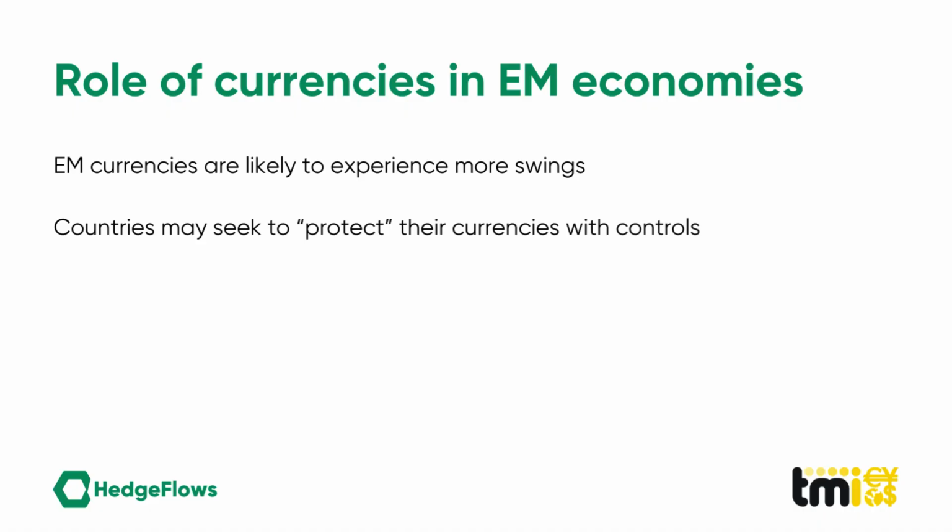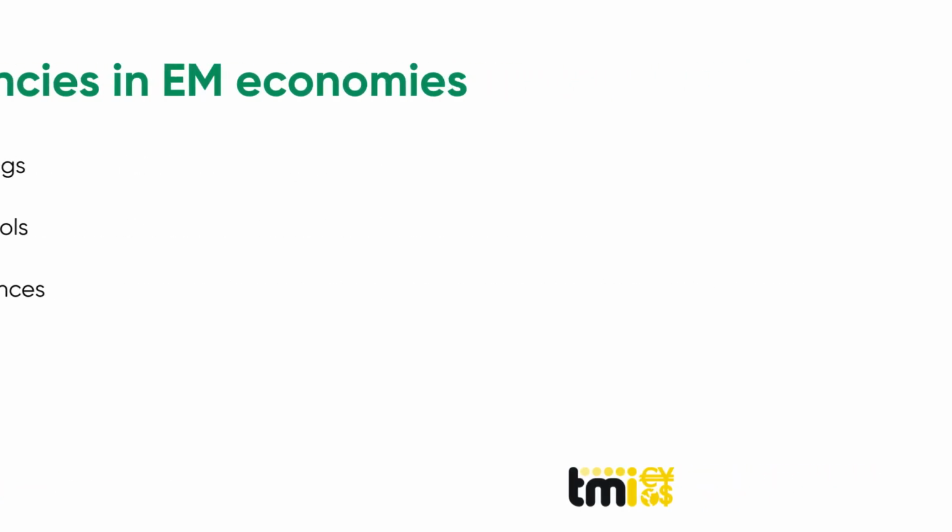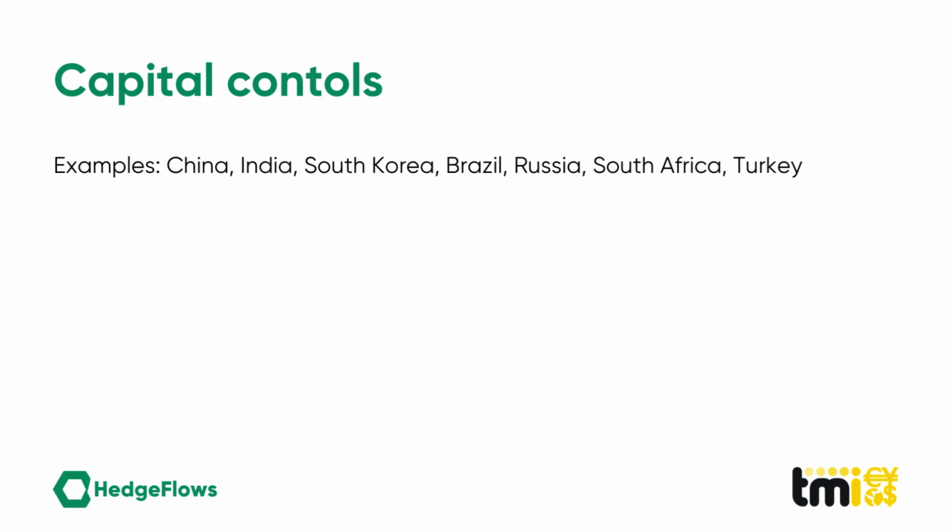Countries choose various ways to protect their economies and currencies from global economic shocks. Nevertheless, in many cases, currencies serve as a release valve that helps remove economic imbalances. Many EM economies have some form of capital controls: China, India, South Korea, Brazil, Russia, South Africa, Turkey, etc. Capital controls are imposed by governments or central banks and restrict the ability to use, exchange, or convert the currency for specific purposes, such as international trade or investment.